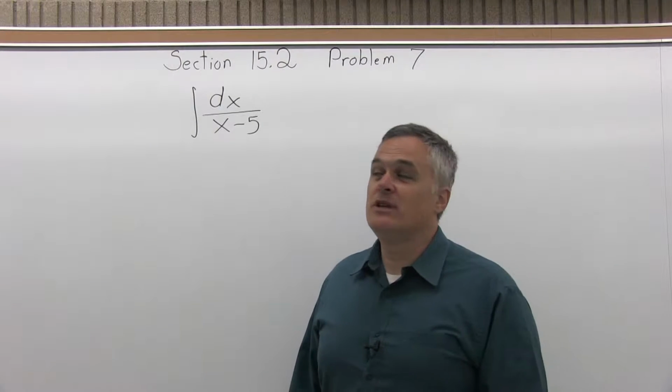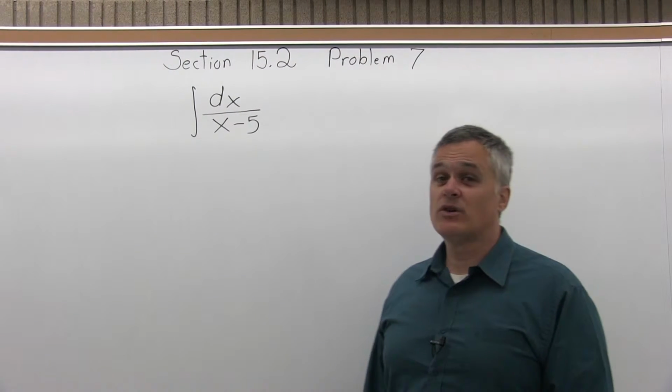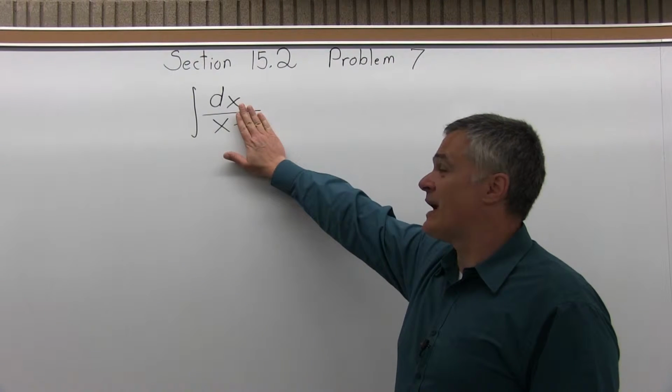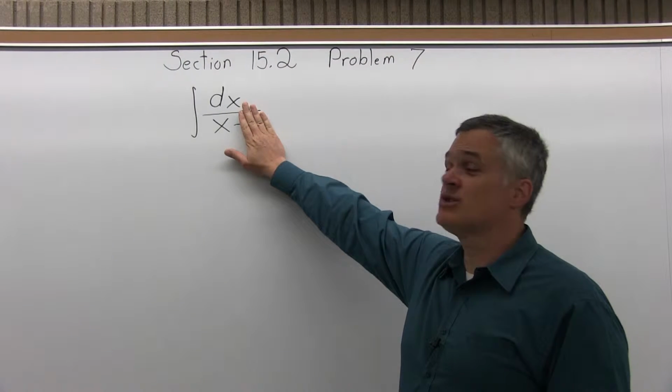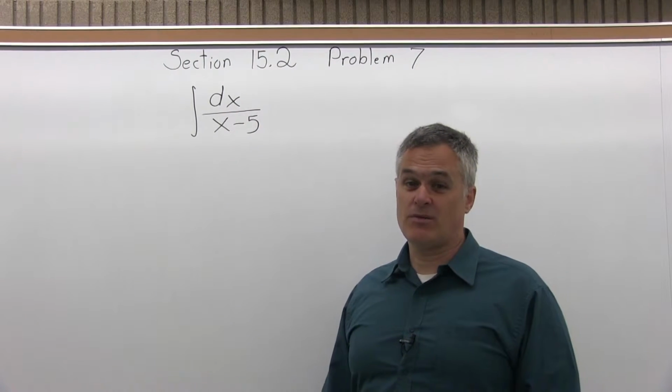This is Section 15.2, Problem number 7. We want to solve the integral of dx over x minus 5. Now what makes this kind of tough is the minus 5 in the denominator with the x. If it was just dx over x, I could solve that. The minus 5 makes it a much tougher problem.